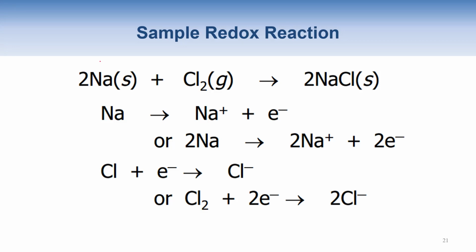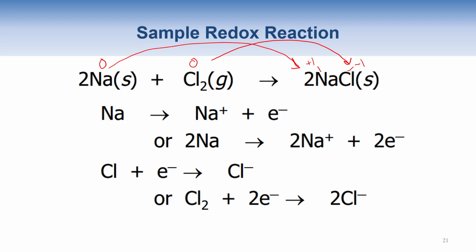Elemental sodium is 0 oxidation number. Elemental chlorine is 0 oxidation number. But then over here, chlorine is a group 7A, so it's a -1 oxidation number, and sodium is a group 1A, so it's a +1 oxidation number. So sodium went from 0 up to +1. It lost electrons, it became oxidized. Chlorine went from 0 down to a -1. It gained electrons, it was reduced.